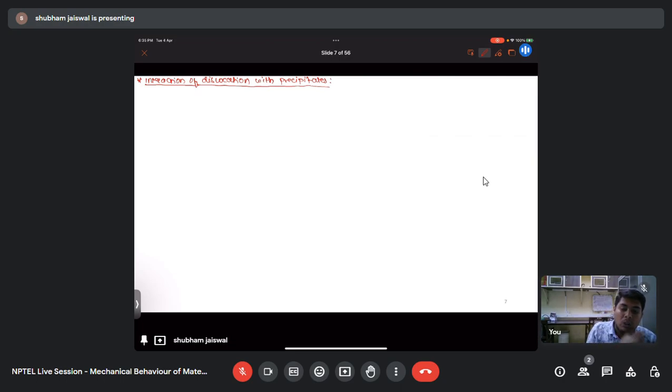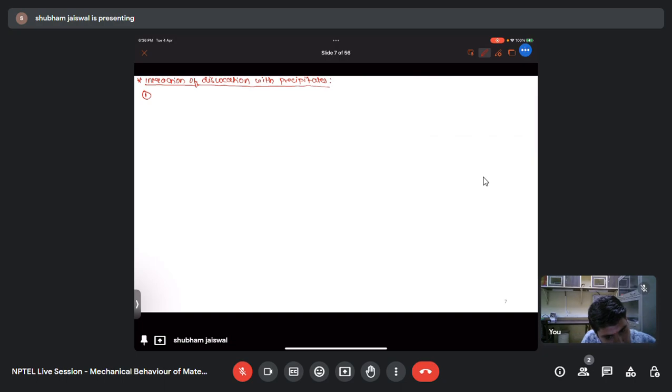Okay. So the dislocations can interact with the precipitates in two ways. One is they can cut or shear the precipitates, or the second one is that they can bow around them. They are just bypassing the precipitates. So by these two ways the dislocations can interact with the precipitates.